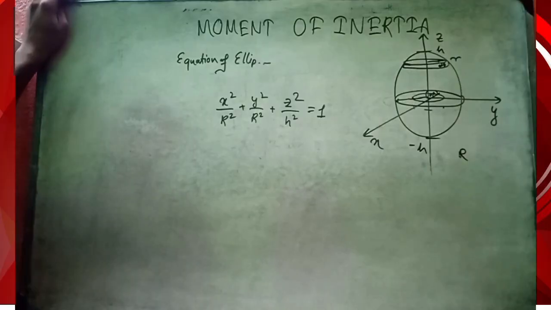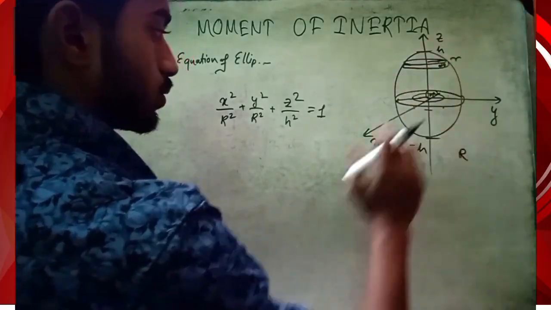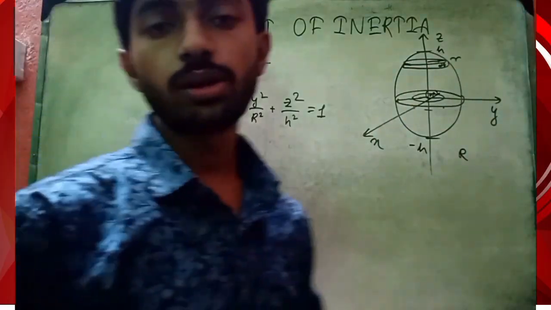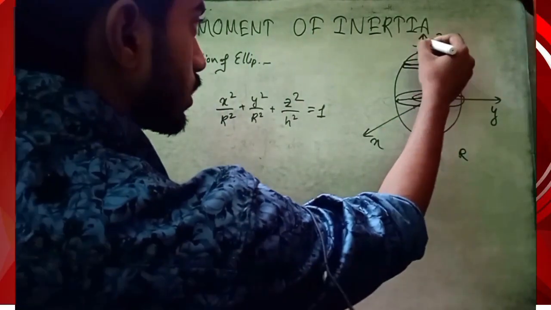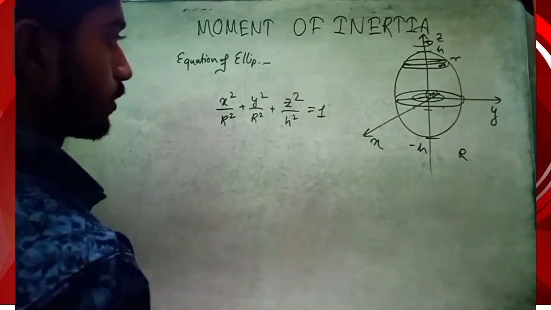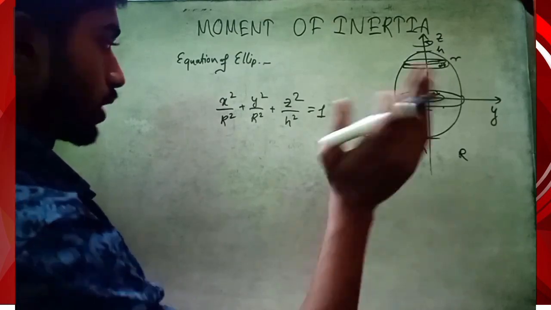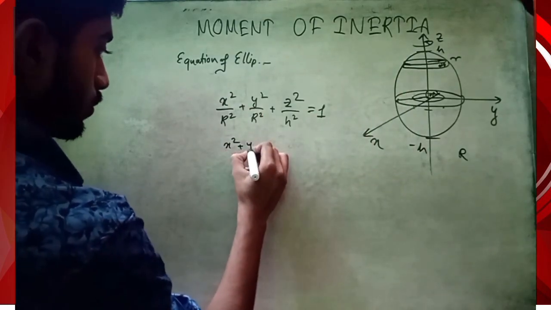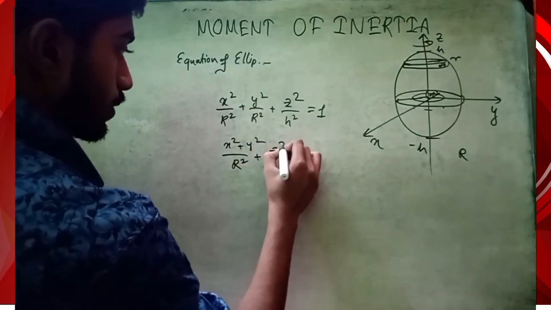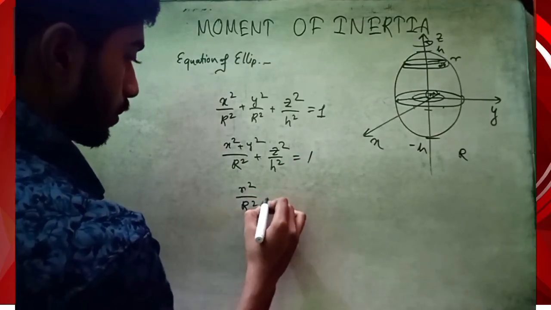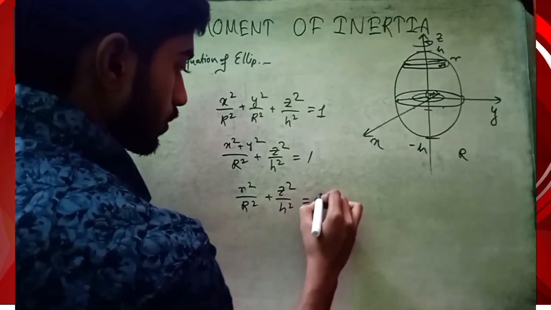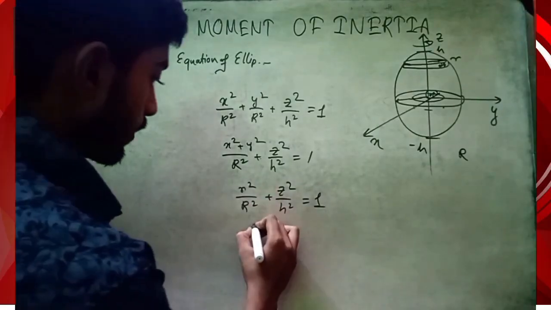Okay, now we can integrate from plus h to minus h, then we can find the value of the moment of inertia of an ellipsoid of revolution. So this is rotated about this axis. First of all, we can find the moment of inertia along the z axis. So x square plus y square divided by R square plus z square by h square equals 1. So this is small r square by capital R square plus z square by h square, which equals 1. So what is the value of small r?